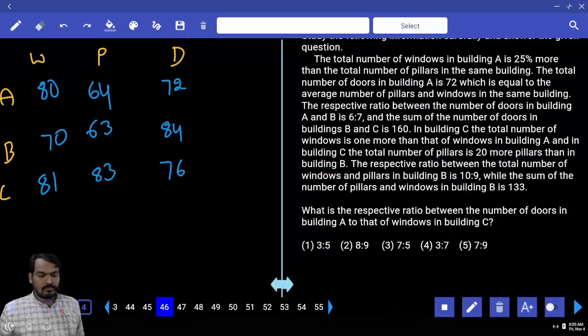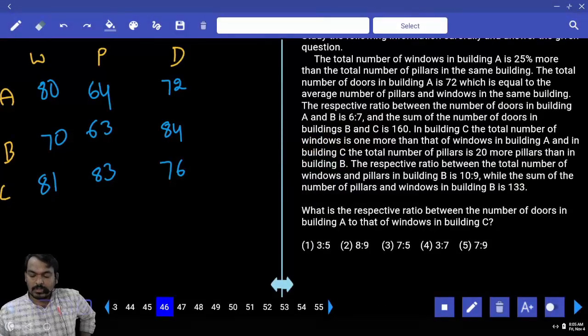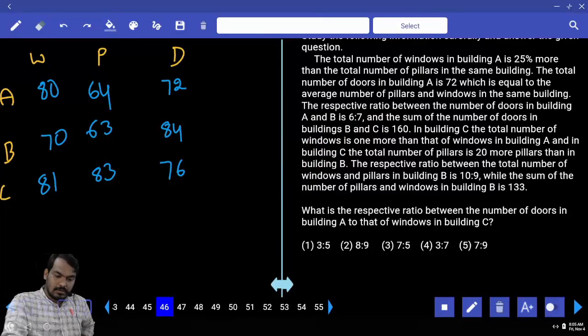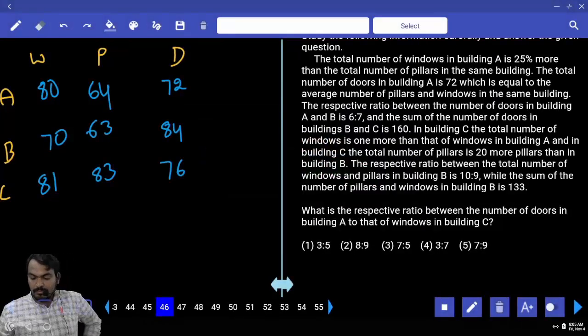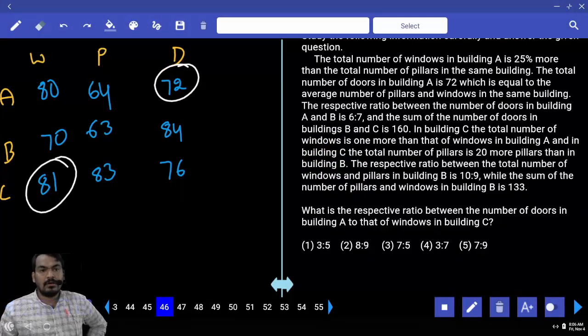Next, question number 46. What is the respective ratio of the number of doors in building A to that of windows in building C? What are the A doors? 72. C windows 81. Ratio, 8:9, or not? 9 8 times, 9 9 times, or not?